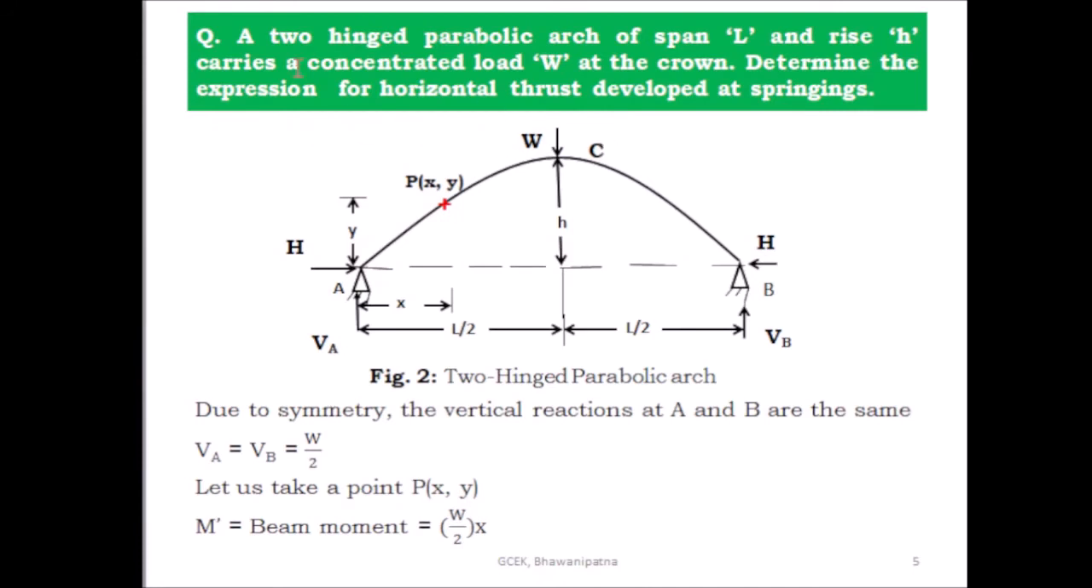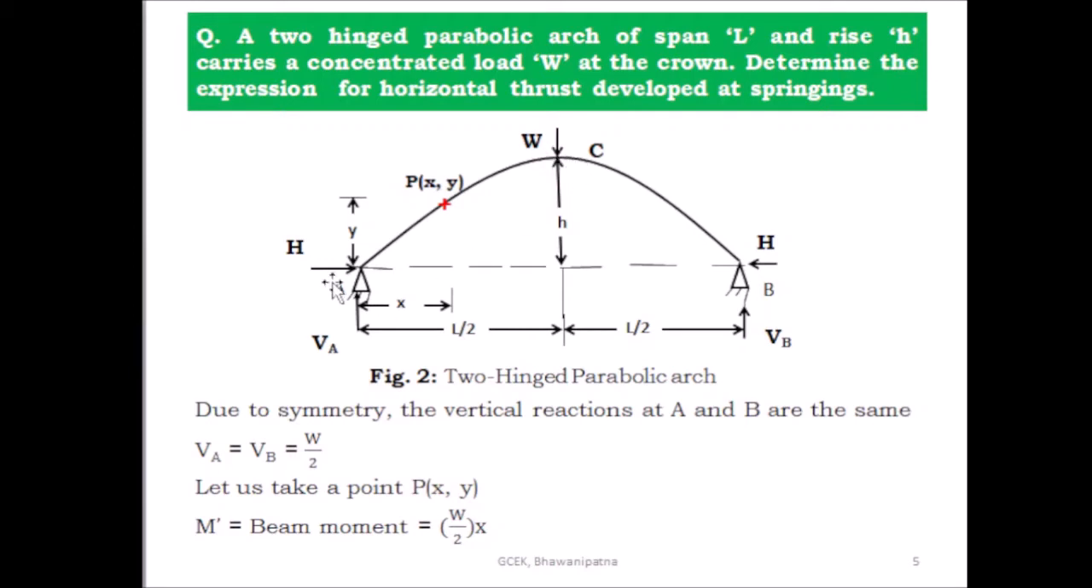Then coming to the first problem: a two-hinged parabolic arch of span L and rise h carries a concentrated load W at the crown. Determine the expression for the horizontal thrust developed at the springing. Here the span length L and the rise of the arch h are given, with one concentrated load at the crown.